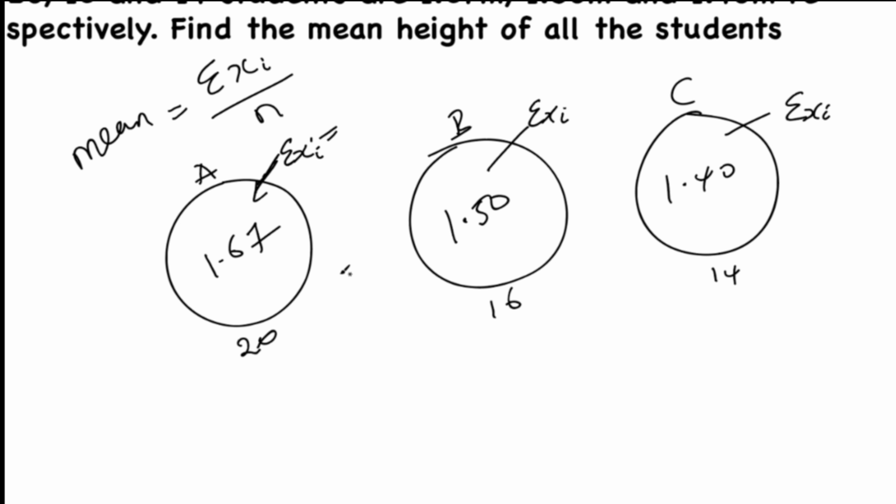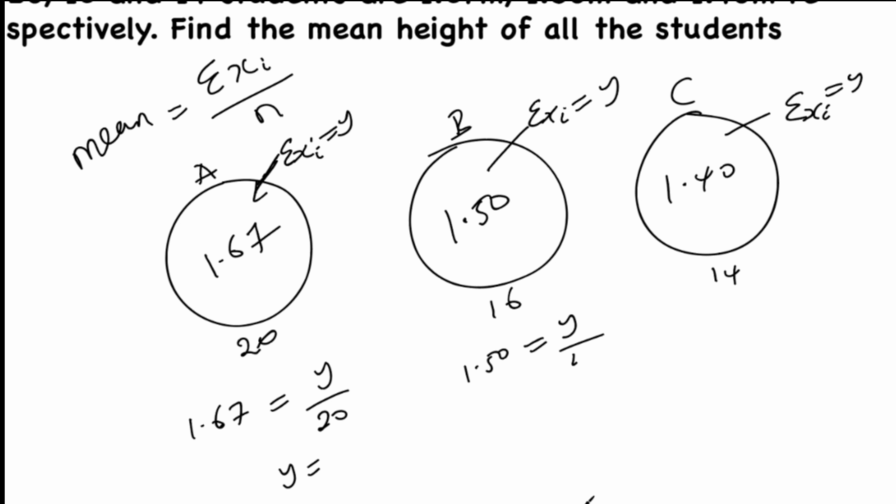So we are going to say this one is equals to y, as we have been doing it, just for neatness purpose. So we're going to say what? The mean is 1.67 equals to y over 20. So y now is equals to what? You get it now? Let's go for the second one. 1.50 equals to y over 16. It means y equals to 16 multiplied by 1.50.